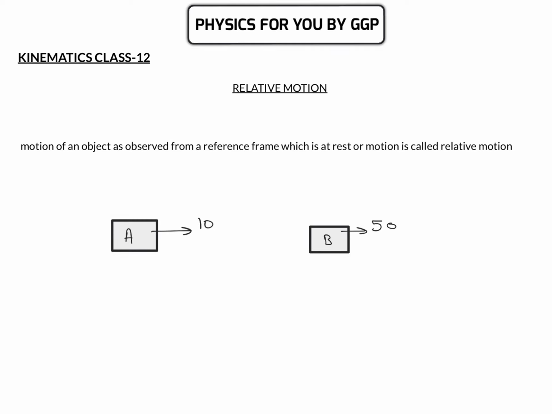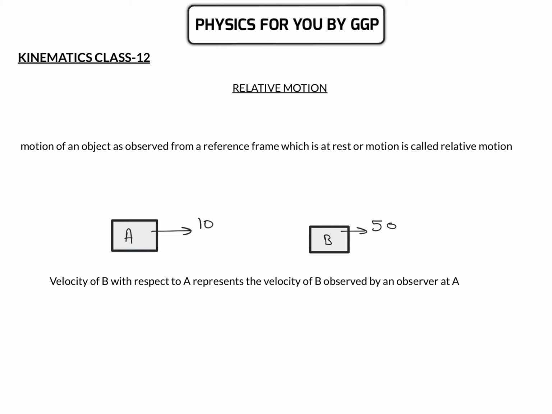Just consider an example. Consider that there is an object A which is moving with a velocity 10 and there is another object B which is moving towards the right with a velocity 50. We are going to find out the velocity of B with respect to A. Velocity of B with respect to A represents the velocity of B observed by an observer at A.